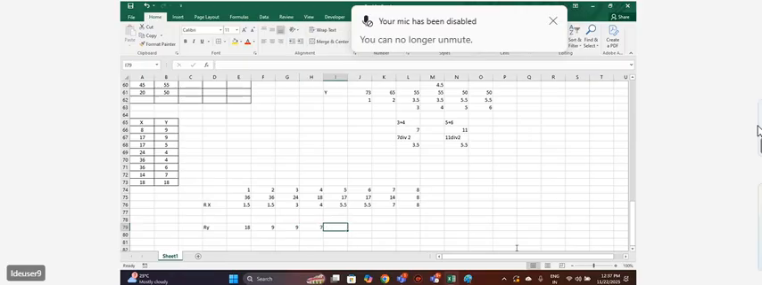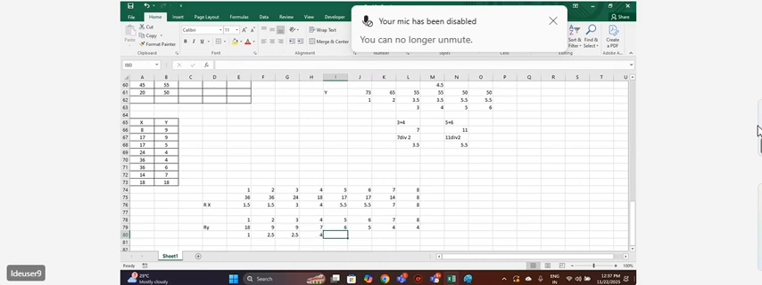7. Next highest 6. Next highest 5. Next is 4, 4. Done. Then you just put the values 1, 2, 3, 4, 5, 6, 7, 8. Done. So rank of 18 is 1. Second and third, there is a tie. 2 plus 3, 5. 5 divided by 2. So 2.5, 2.5. Done.